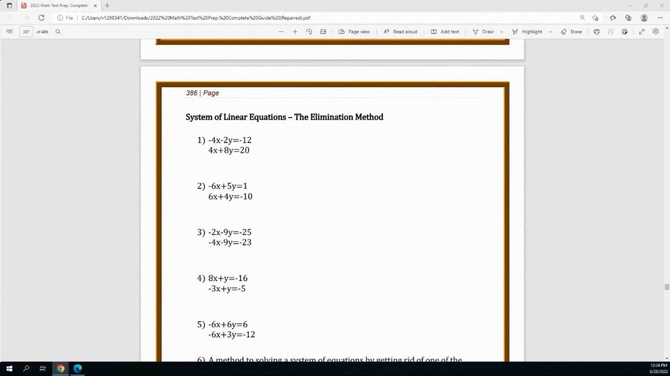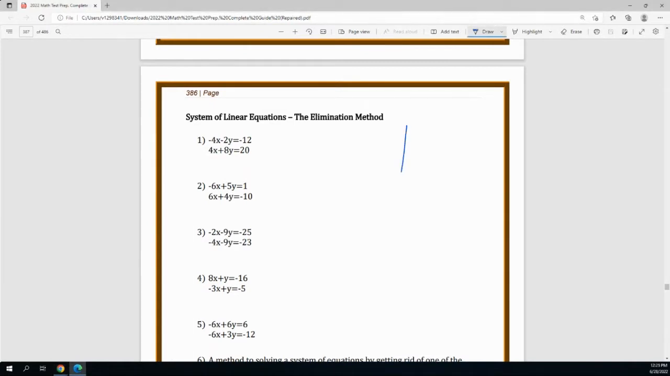System of linear equations using the elimination method. When you're solving linear equations, what they're doing is looking for a solution for both. Let me demonstrate with a picture.